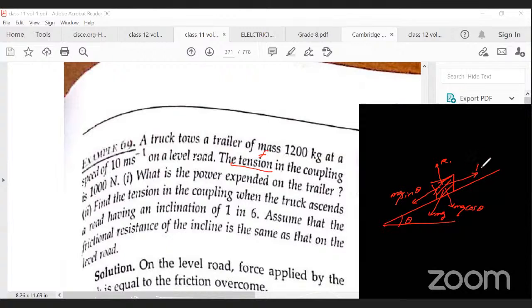So this is your force applied here. So we need to find this tension force. You can take T or you can take force also. Now find out one. The opposing force, friction force, acts opposite to it. This is your friction force. Tension in the coupling is 1,000 newtons. It is not tension. We are going to find the tension in the coupling when the truck ascends.